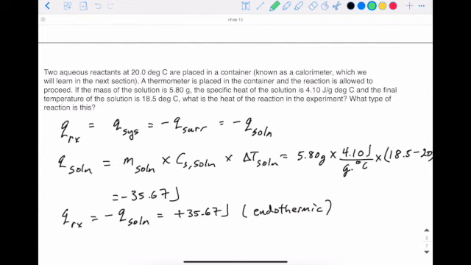So let's take a look at a situation where the potential energy is changing, so there's a chemical reaction, and how that potential energy change is then being transferred into the thermal energy change of the surrounding. So here it says you have two aqueous reactants at 20 degrees Celsius. You put it in a container, called a calorimeter, which we'll talk about in the next section. The reaction happens, and you have a thermometer in there to see what the temperature is at the beginning and after the reaction is complete.